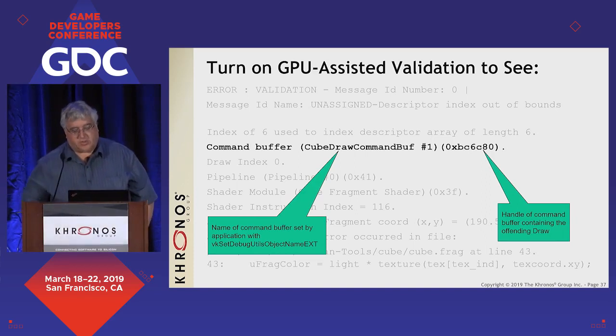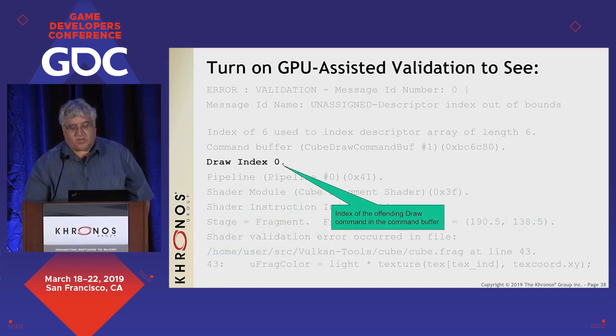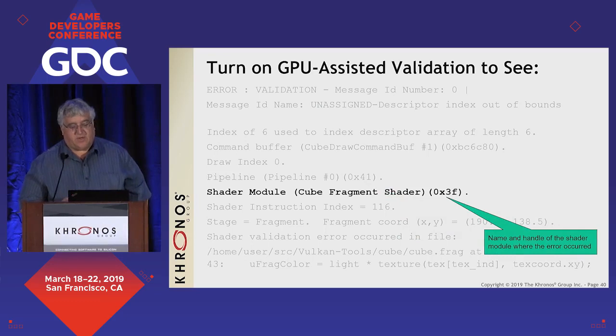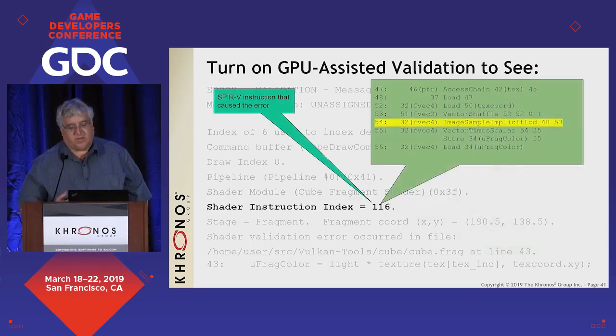Well, you can turn on GPU-assisted validation, and you get this really verbose error message. Let's zing through it a little at a time. First of all, you're told what the reason is, and your descriptor index is out of bounds, so that's a big help. And then it goes on to tell you, well, you gave it an index of 6, and the array's length is 6, so you're obviously off by 1.